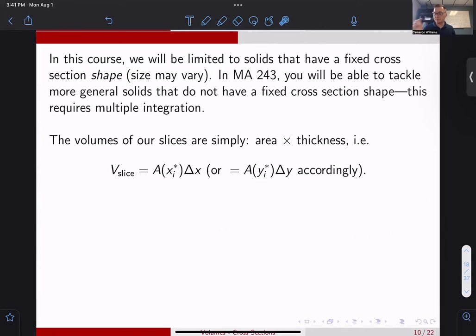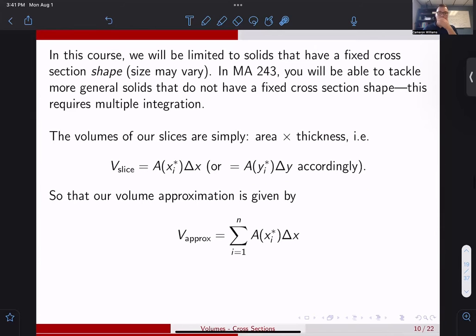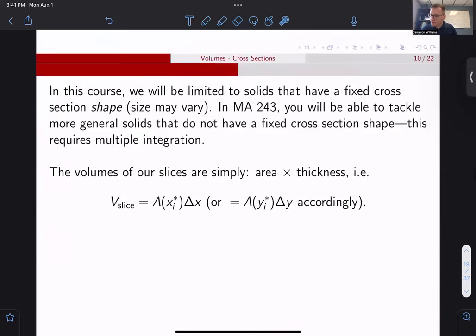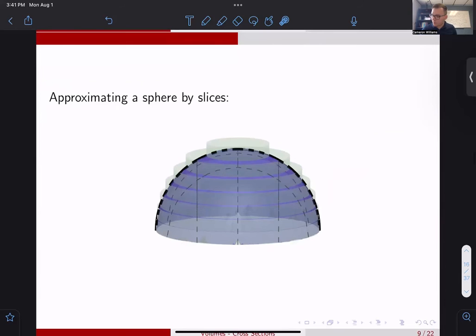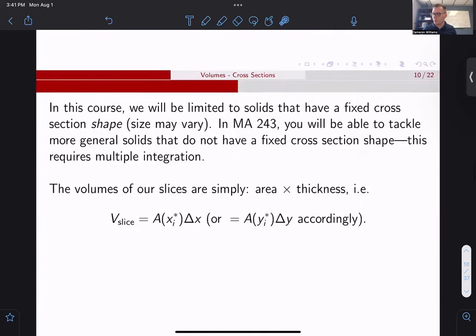Times a little thickness, just like in Cavalieri's principle. But that's only one slice. We need many slices to get an approximation to the volume. So our volume approximation, well, we add them up. So in the previous example, our approximate volume, we have one slice here, we have another, and another, and another, and another, and another, and another. We add up all of the volumes of those slices to get an approximate volume.